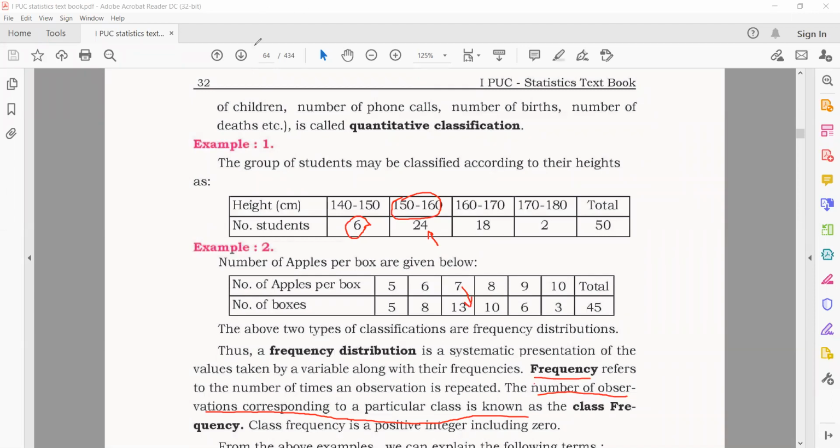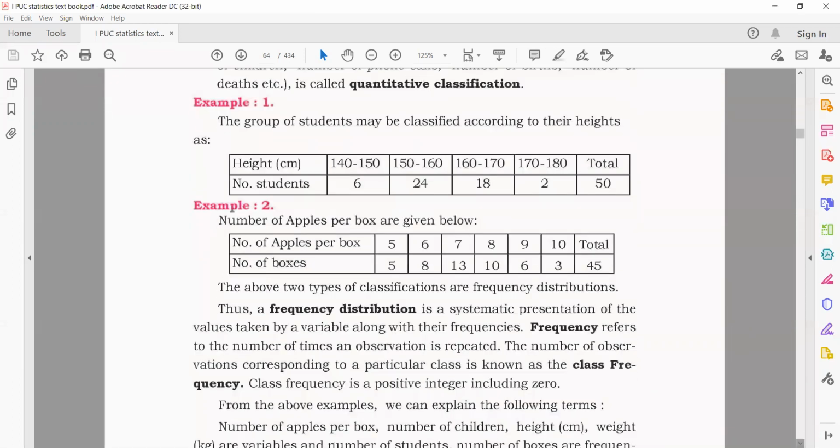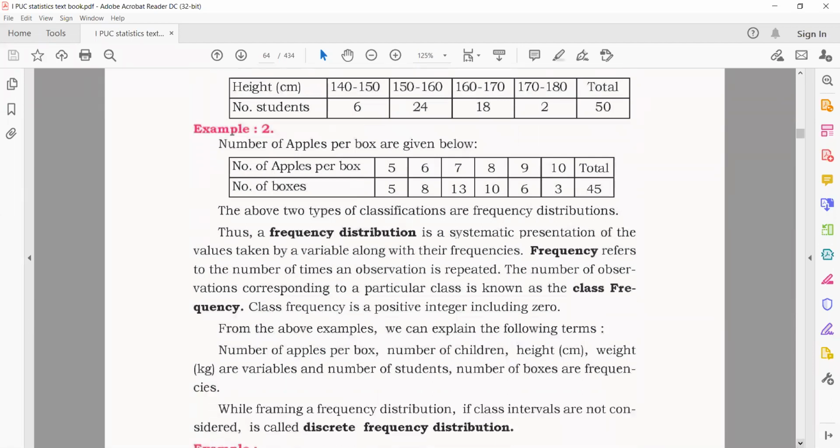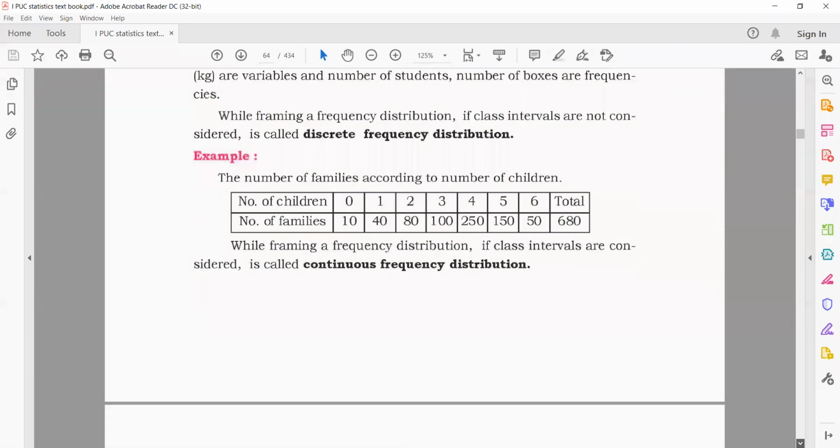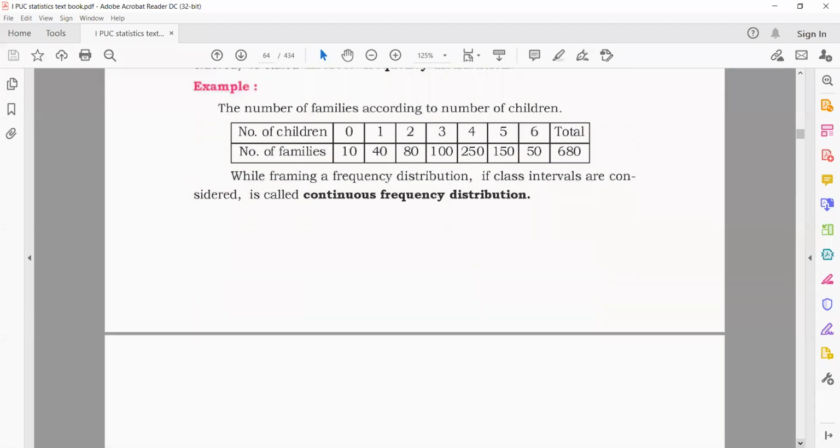So now we'll learn how to produce or obtain these particular distributions, discrete and continuous frequency distributions. So that's an example. Again, a discrete frequency distribution.